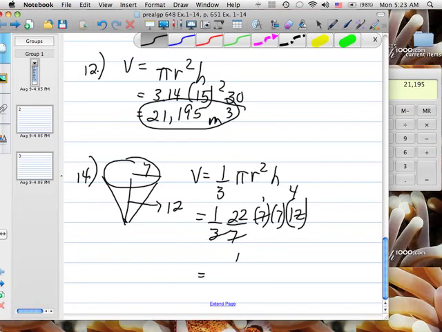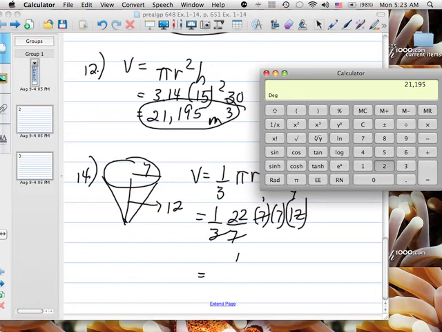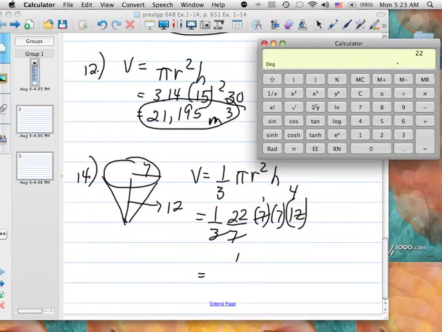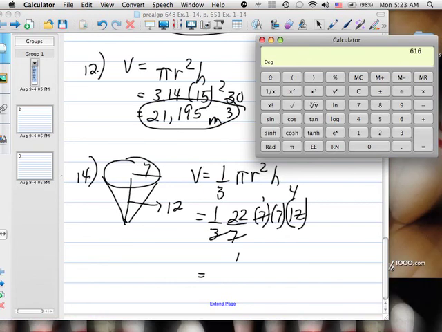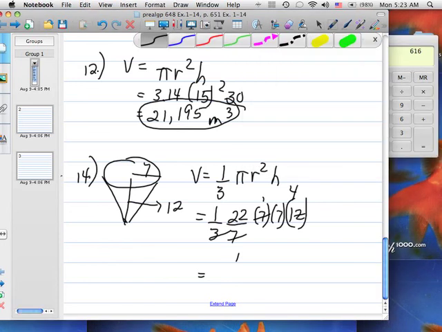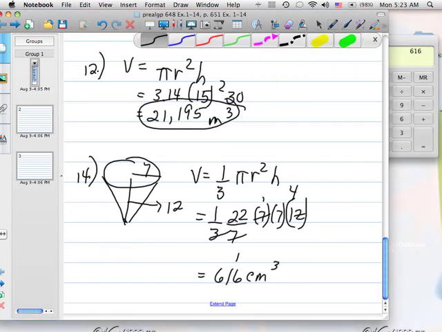So now all I have to do is take 22 times the 7 times the 4, and I get my answer, which is 616 centimeters cubed.